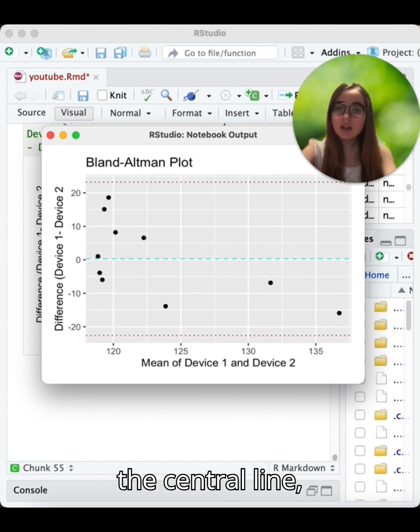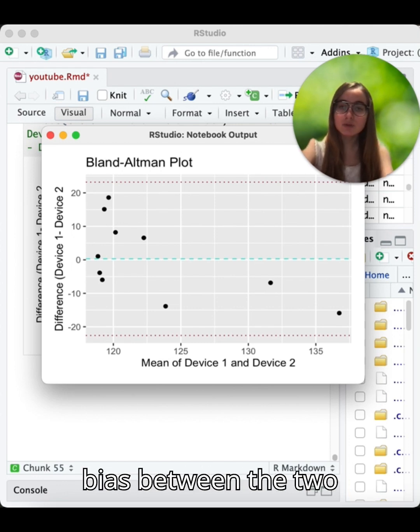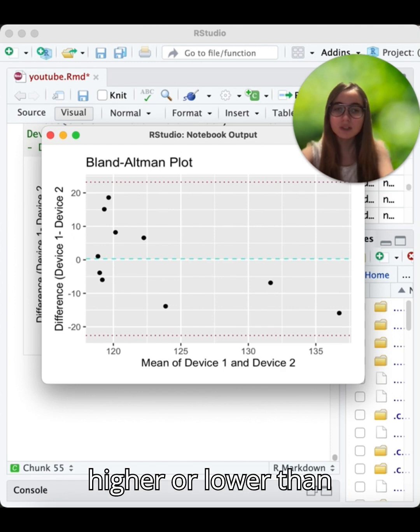The central line, which is the turquoise dashed line, represents the mean difference or bias between the two devices. In this plot, the mean difference is close to 0, which suggests that on average there isn't a strong tendency for one device to consistently measure higher or lower than the other.